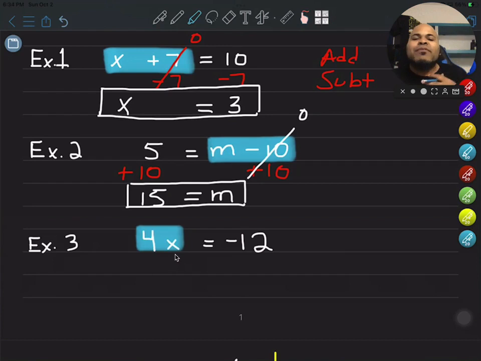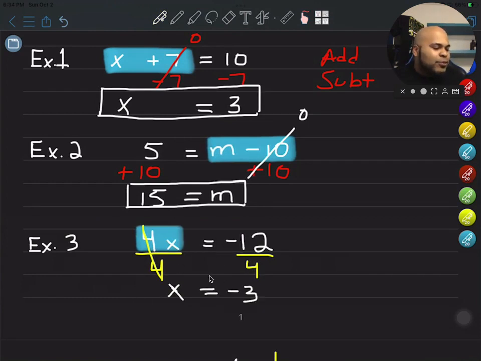So what is the inverse operation of multiplication? Well, that will be division, right? So we're going to divide both sides by the number with the variable, which is 4, because we want x by itself. 4 divided by 4 is 1, so it just goes away, and then it cancels. You get x equals negative 12 divided by 4, which is negative 3.